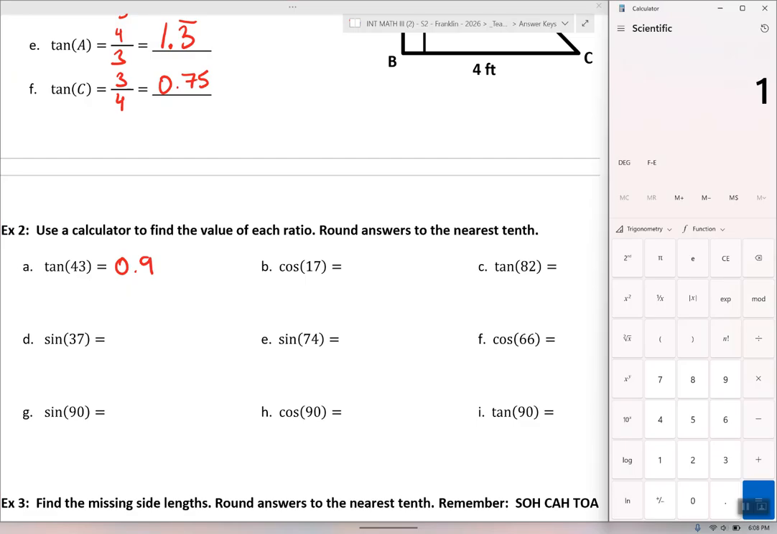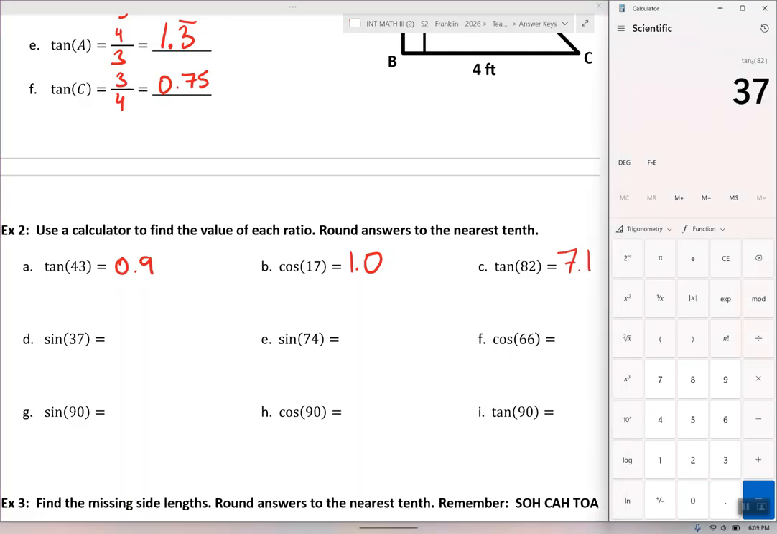Cosine of 17. So again, a 17-degree angle. We're finding the cosine. That would be the ratio of the adjacent side, or the x value, over the hypotenuse. So the cosine of 17 degrees, 0.956, and so on. So let's say, now that rounds up to 1.0. Leave it like that. Tangent of 82, 7.11, so say 7.1.